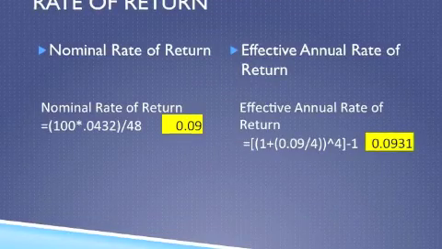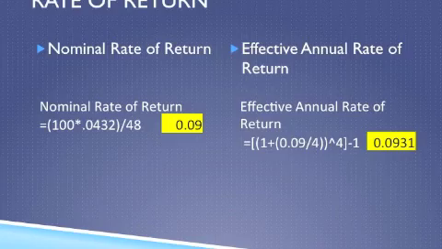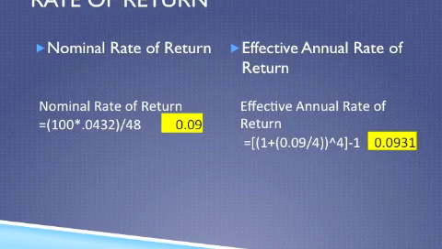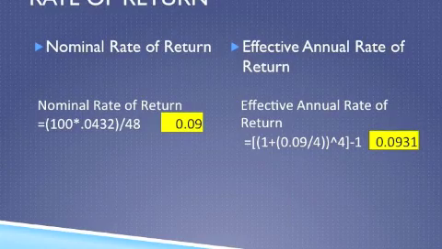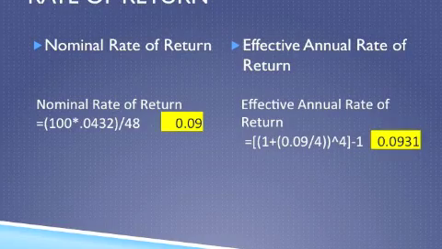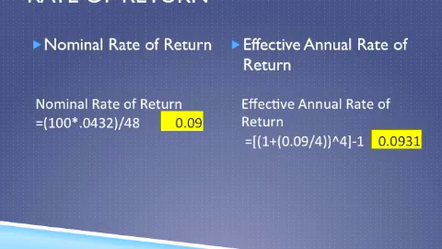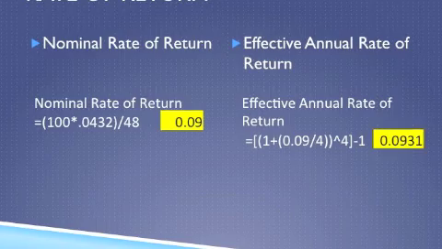To find the nominal expected rate of return on the investment, the first thing that needs to be calculated is the dividend for the quarter. This can be found by multiplying the par value of $100 by the cumulative dividend of 4.32%. Then divide the $4.32 dividend by the current share price of $48 to get the expected nominal rate of return, which is 9%.